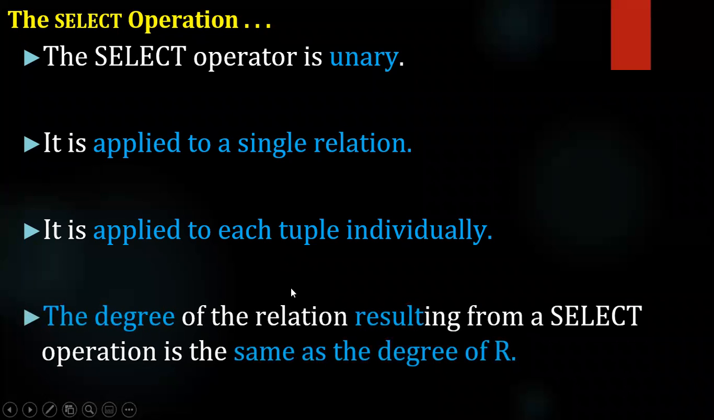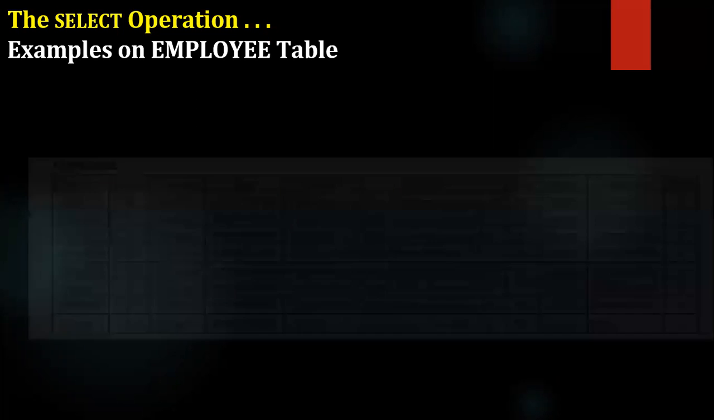And as I already said, the degree of relation in the resulting relation will be same as degree of the original. Degree means here number of columns. Number of columns in the result and original relation will be same. But the number of tuples, that is cardinality, will be less than or equal to the original relation compared with the resultant. So here we'll see some examples on employee table.